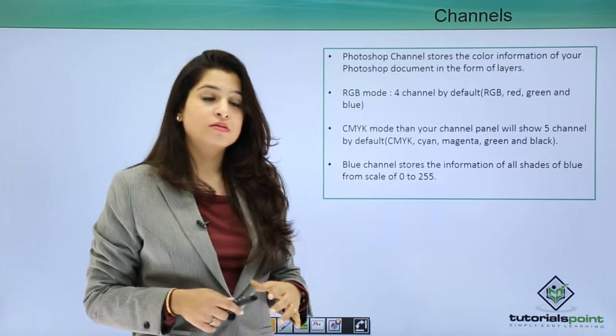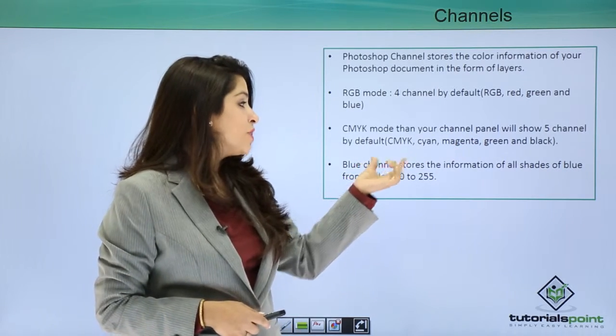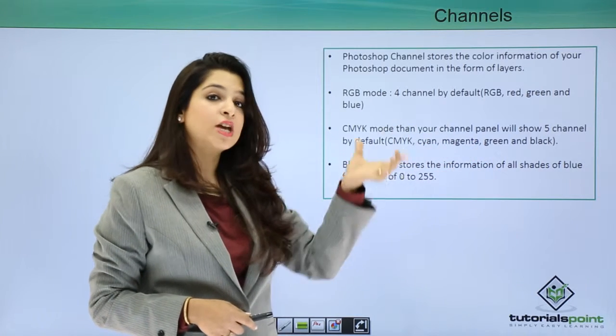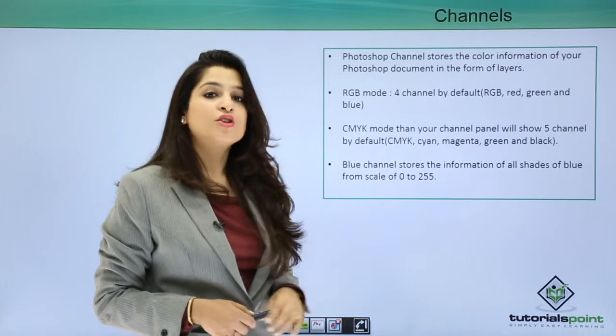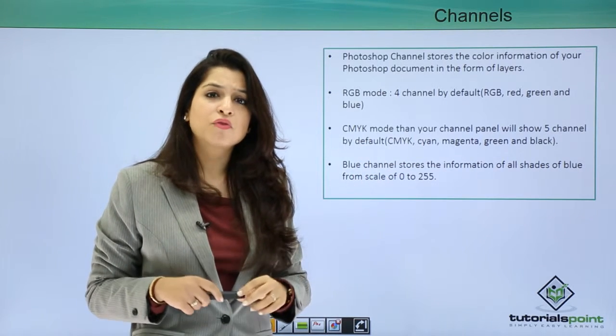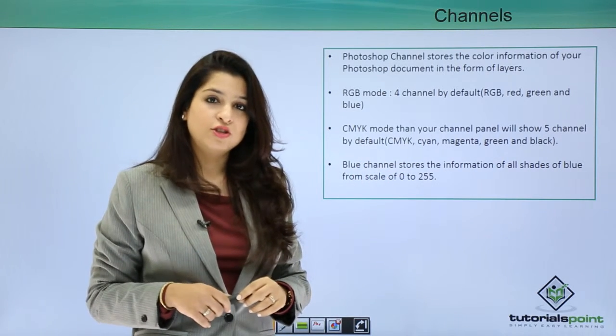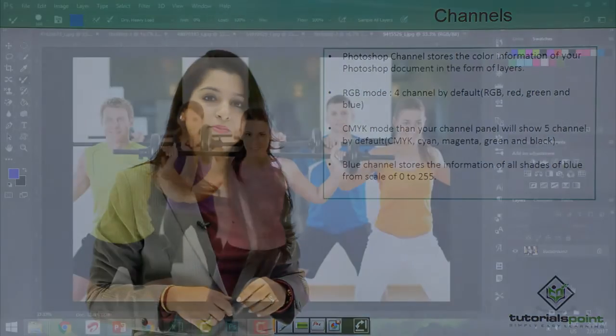Now each channel, say if you select the blue channel, will have the information for all the shades of blue ranging from 0 to 255. So let's dive into Photoshop and see the channels in Photoshop.